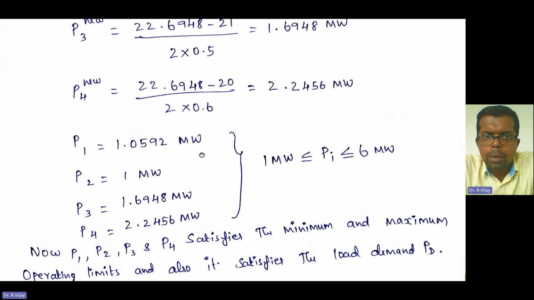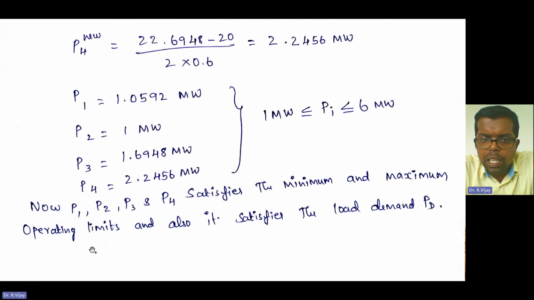Some students just stop up to this point, and you will get 8 marks out of 10. So you need to write all the values along with the minimum and maximum operating limits, and you need to write the conclusion at the last. If you write it like that, you will get the full 10 out of 10 marks in your semester examination.